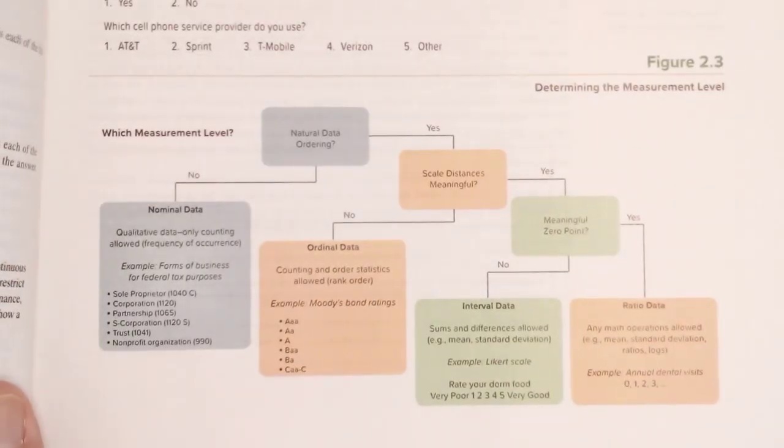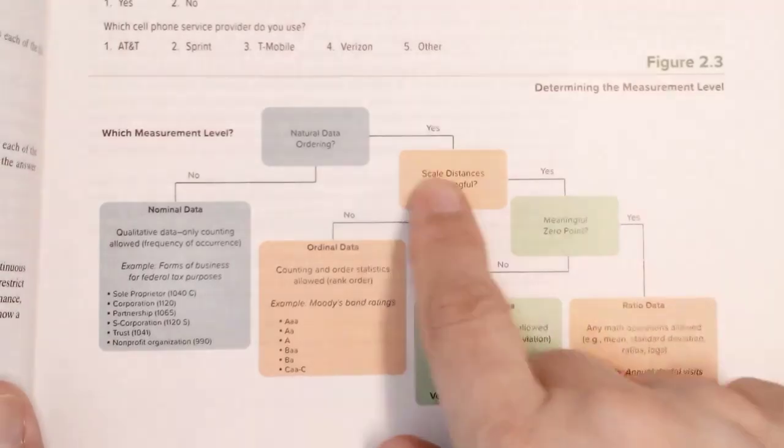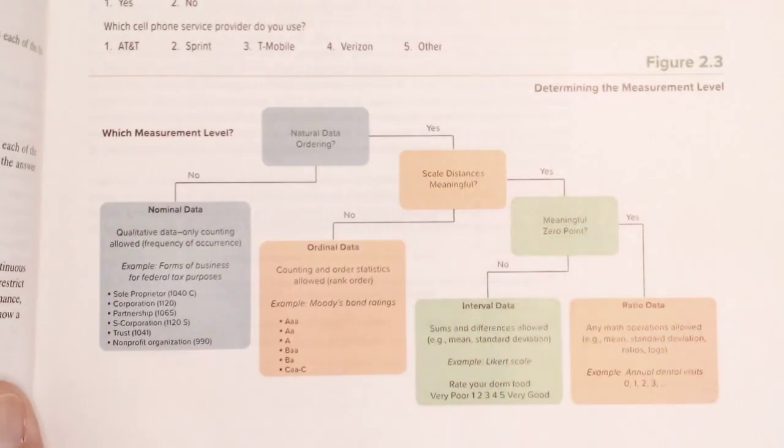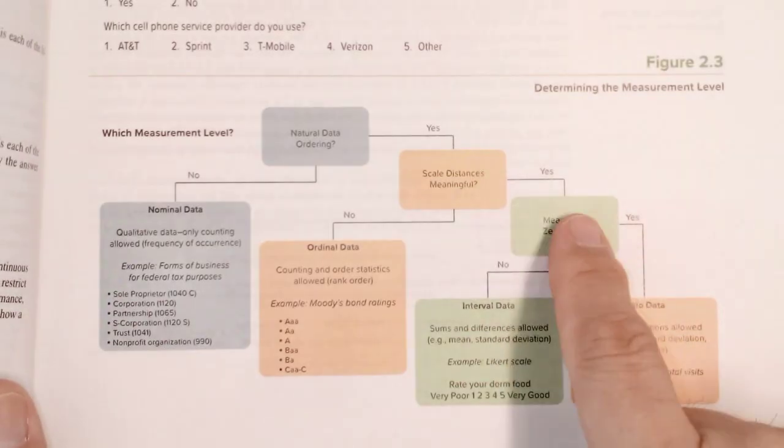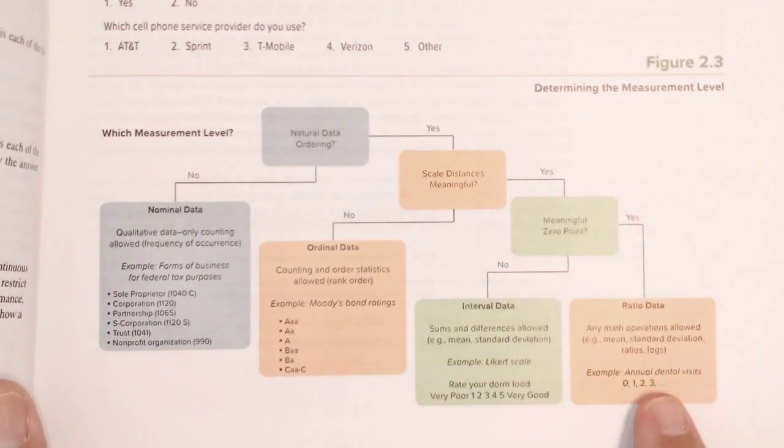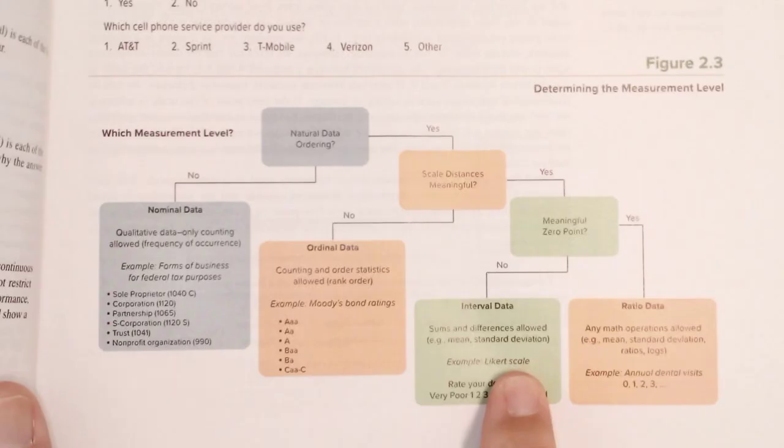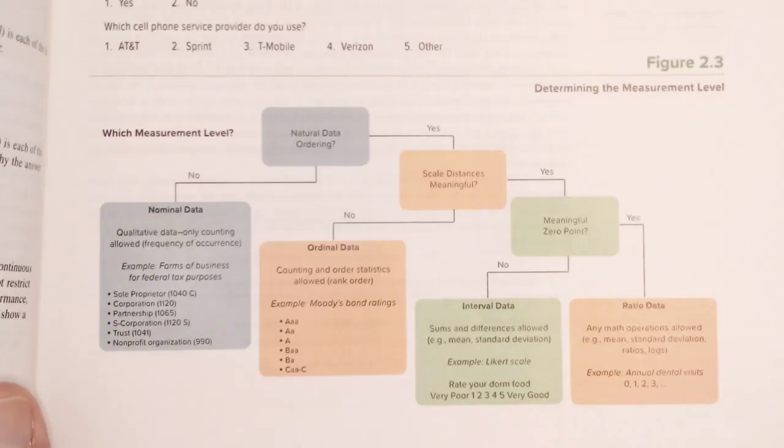And there's a list of the bond ratings. AAA, AA, triple B, double B, and so forth. Yes, there's a meaningful scale. Is there a meaningful zero? If no, I get interval. If yes, I get ratio data. Number of visits to the dentist every year. Zero means something there, right? Number of children in the household. Zero means something. Likert scale. How's your food in your mess hall? Poor to good. Yeah, the numbers mean something, but zero isn't part of that, and there's no real meaning to it.